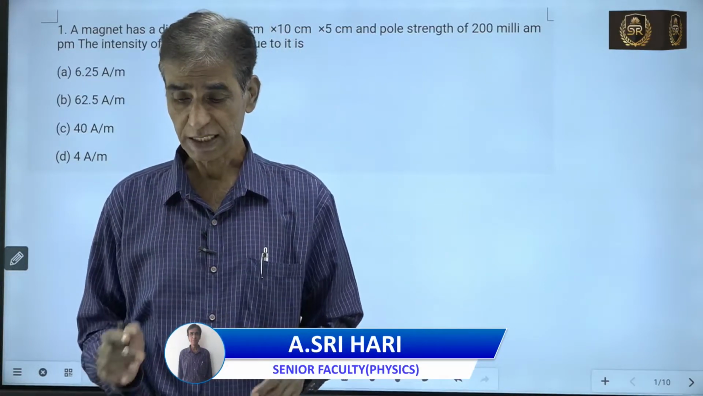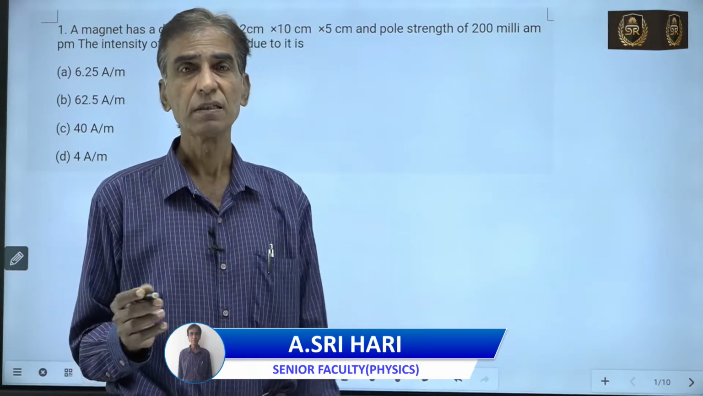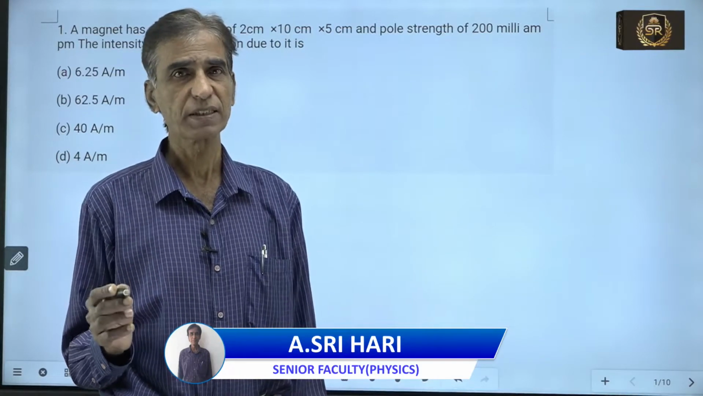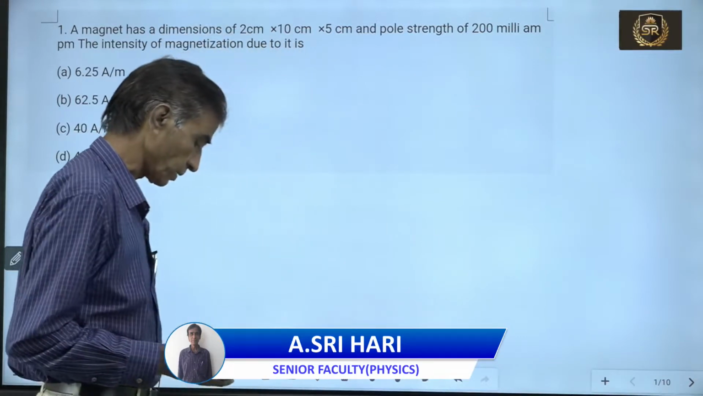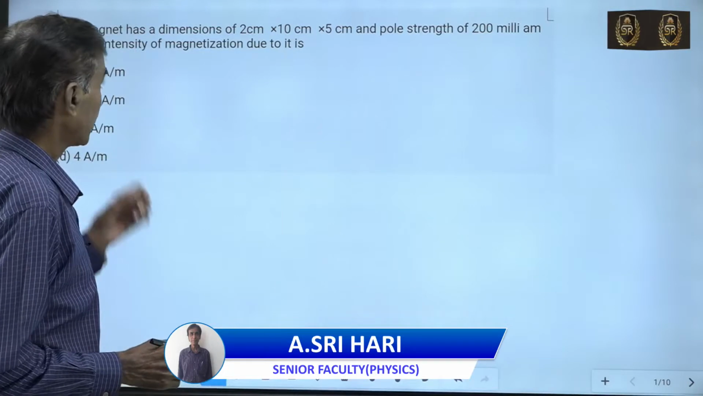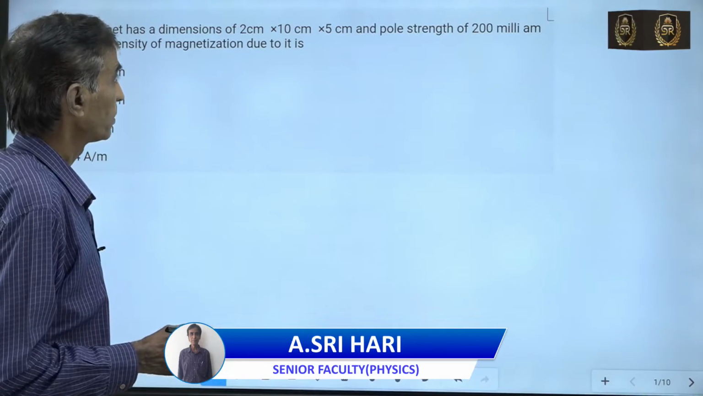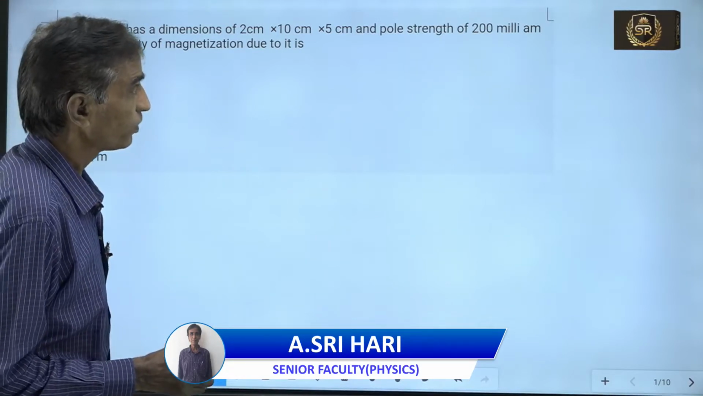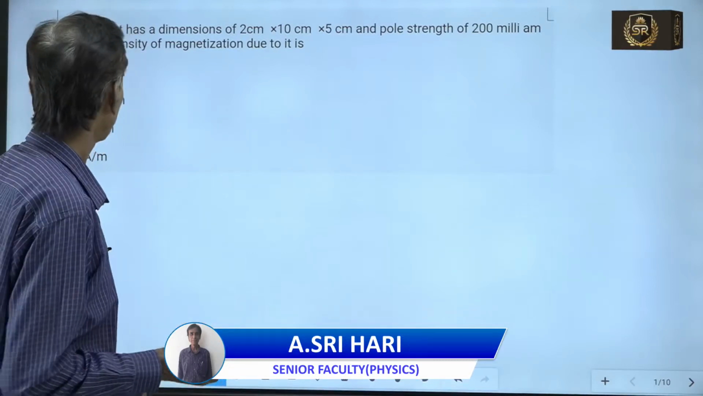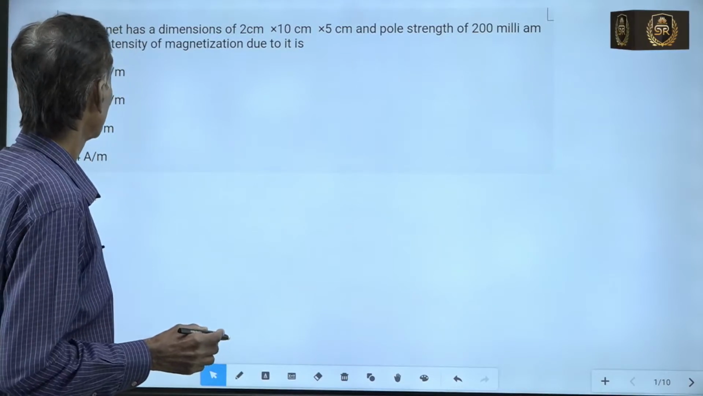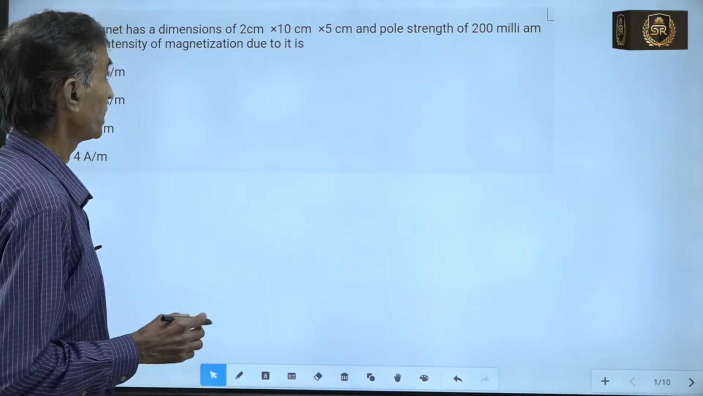Okay, now let us take up the first problem. That is the first model that we can expect in magnetic material, that is, properties of the magnetic materials. Just have a look at the problem. A magnet has dimensions of 2 centimeter by 10 centimeter by 5 centimeter and a pole strength of 200 milliampere meter. The intensity of magnetization due to it is. So that is the question here.